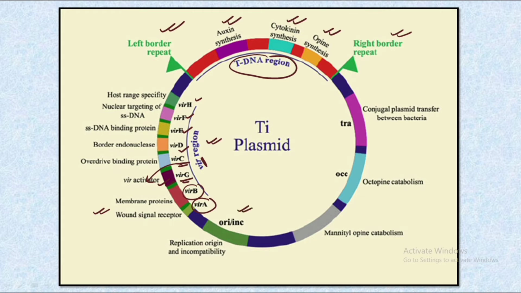Then we have the origin of replication, which helps in replication origin and incompatibility detection, that is, whether the bacteria and the plant are compatible or not. We also have the mannopine catabolism region, the octopine catabolism region, and also the TRA region, which is the conjugal plasmid transfer between bacteria. You need not go into the depth of what TRA and OCC are. We will discuss the important components in detail.